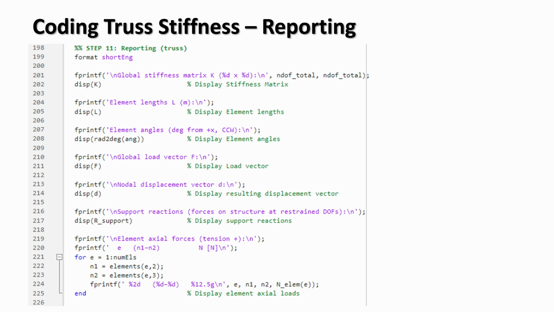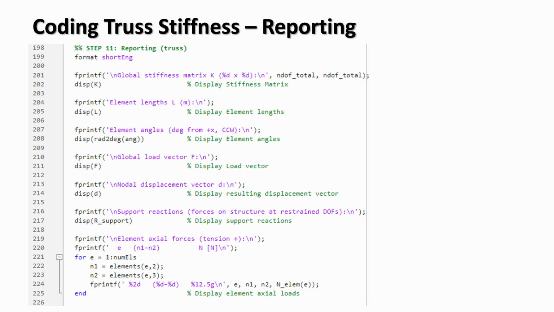And the final step of the coding workflow is reporting the results. This is where everything we've computed, geometry, loads, displacements, reactions, and internal forces, is printed in a clear, readable format. The reporting section does several things. It displays the global stiffness matrix, mainly for verification. We don't expect to interpret the full matrix by eye, but it's useful when debugging or checking smaller examples.